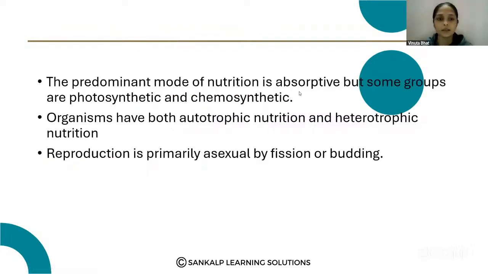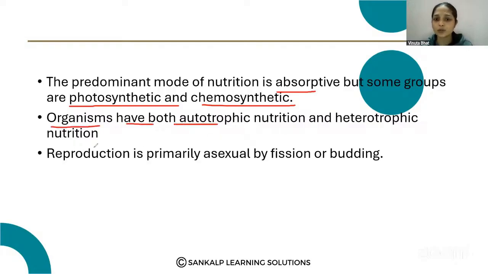Then the predominant mode of nutrition is absorptive, but some groups are photosynthetic and chemosynthetic. So for example, the organisms belonging to the Monera kingdom almost all absorb the nutrient, but some are photosynthetic and some are chemosynthetic. Photosynthetic means they absorb sunlight and are able to produce their own food, and chemosynthetic means they oxidize some phosphate and inorganic compounds, and they are able to get the energy.